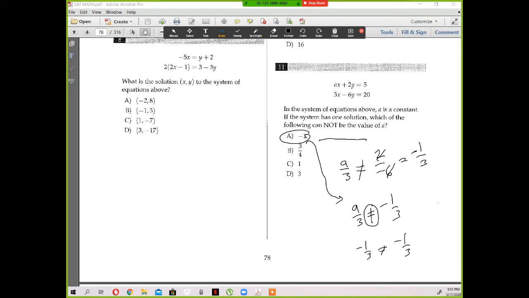I don't have equality, because if I have an equality sign here, I would have parallel lines, not intersecting lines like this. If these are intersecting in one point, the ratios of the coefficients should not be equal to each other. You take the ratio of the coefficients of x and y, and these two ratios should not be equal to each other. That way we will have two lines which are intersecting in one point. Okay, the answer is A.